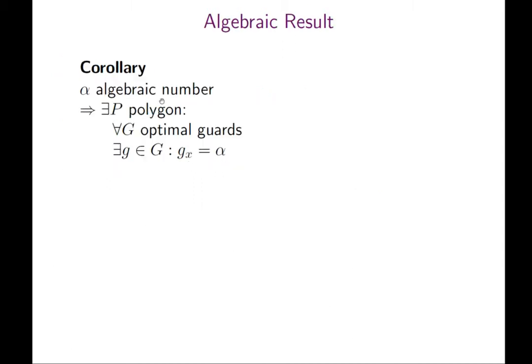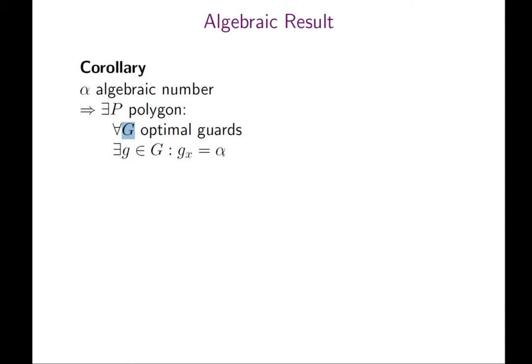Yeah. So, and as a corollary from that, we can even do the following. Any algebraic number we can represent as a guard in a polygon. So give me any algebraic number, then we can compute a polygon with rational coordinates such that in any optimal guard placement, one of the guards has its x-coordinate alpha.